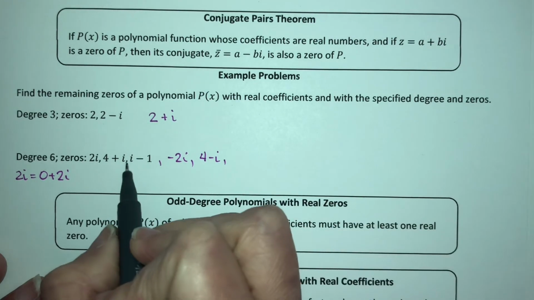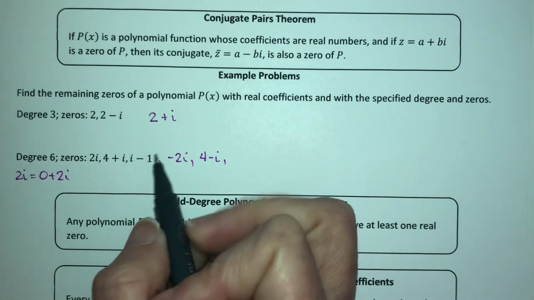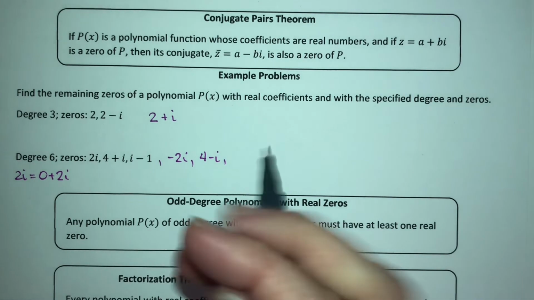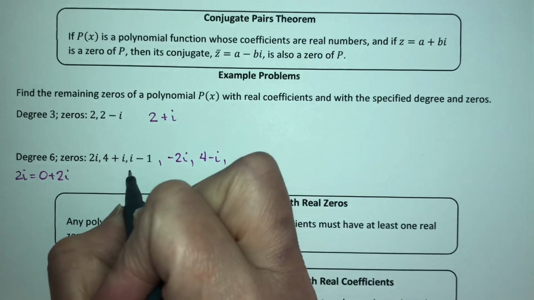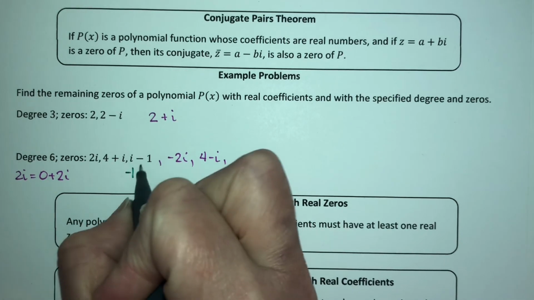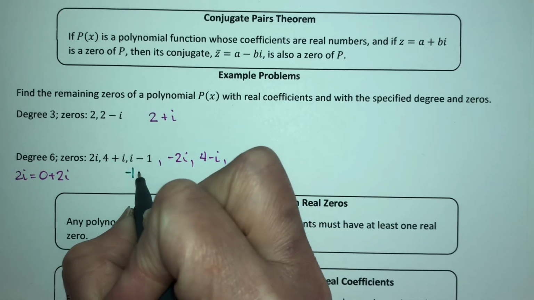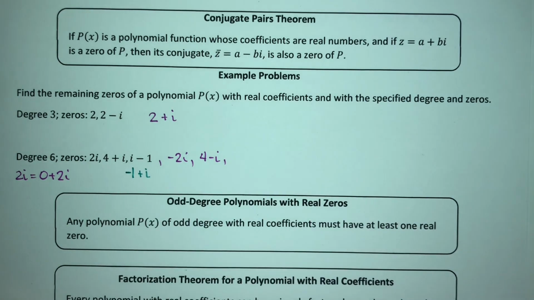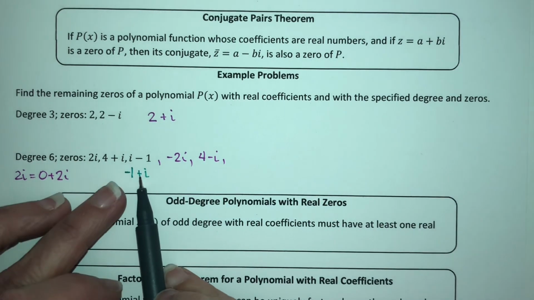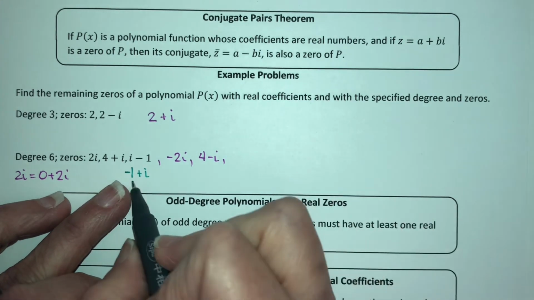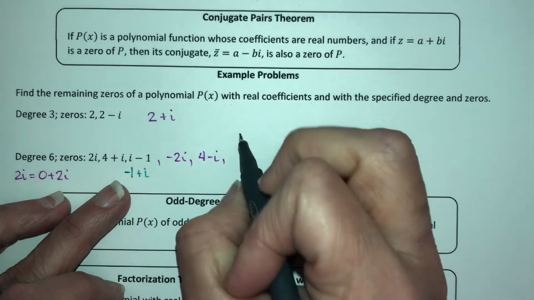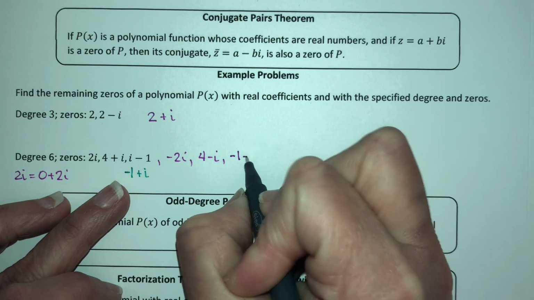And then the conjugate of i minus 1. Now that's tricky because your real part is supposed to come first. So this should be rewritten as -1 plus i before you find its conjugate pair. And it's always the number in front of your i that changes. So the last solution here will be -1 minus i.